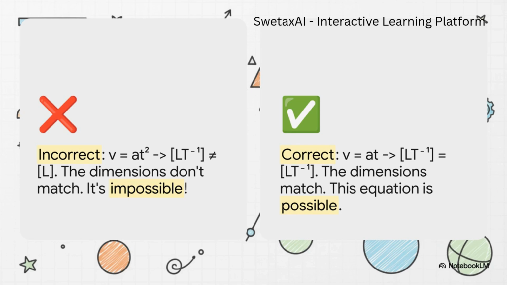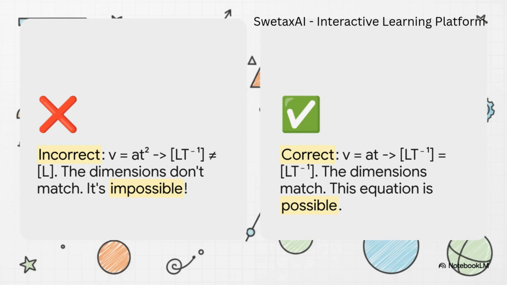They have to match. So look at the left side. Someone says velocity equals acceleration times time squared. Let's check. The dimension for velocity is L T to the minus 1, but the right side simplifies to just L. Wait a minute. L T to the minus 1 is not equal to L. It's like saying seconds equals meters. It's nonsense. That answer is physically impossible. You can cross it off the list.